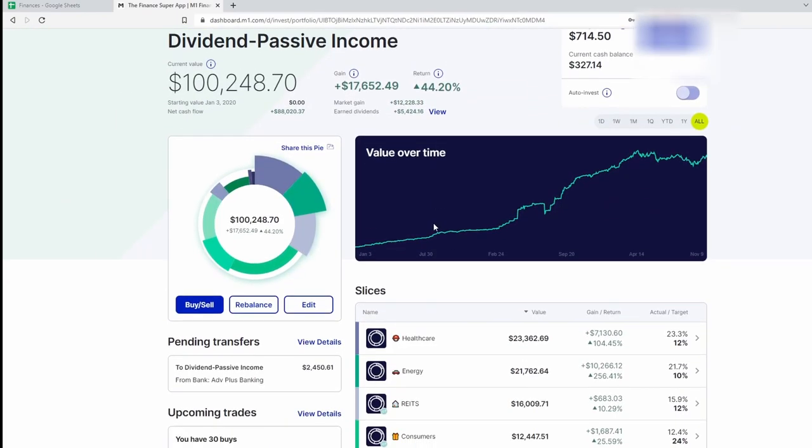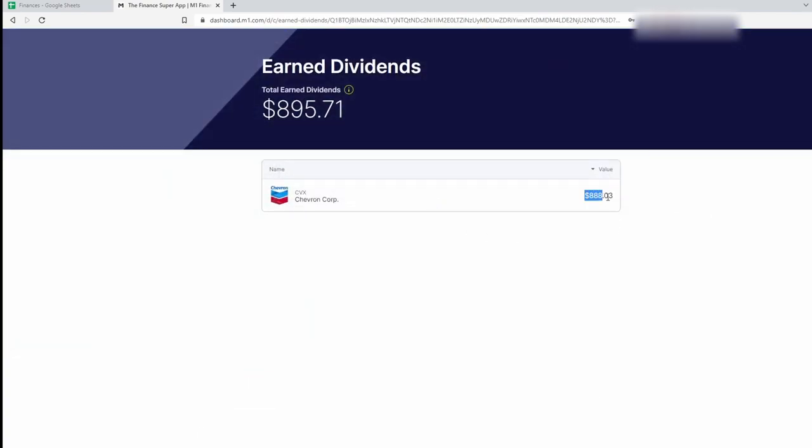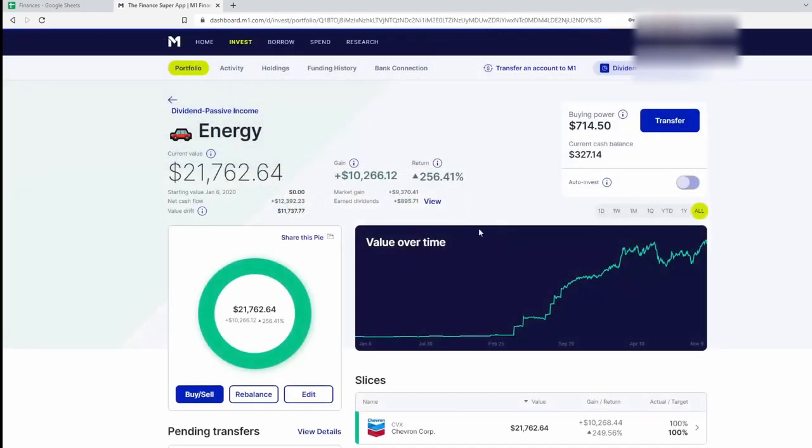Now, coming into the energy. Guys, my best performing pie, as you can clearly see right here, up $10,266. 256.41%. Dear God. Take a look at this. Look at these earned dividends, guys. $888 just on Chevron alone.